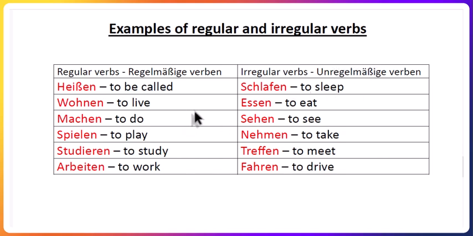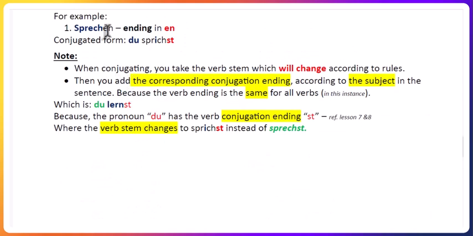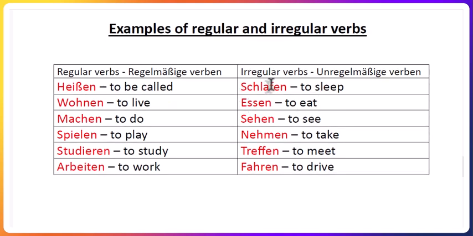Okay. See examples of regular verbs here: heißen, wohnen, machen, spielen, studieren, arbeiten. These ones we have made them in previous videos. And irregular examples that will be new: schlafen, essen, sehen.